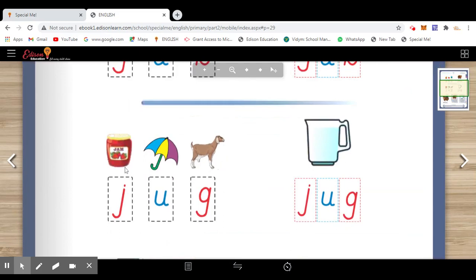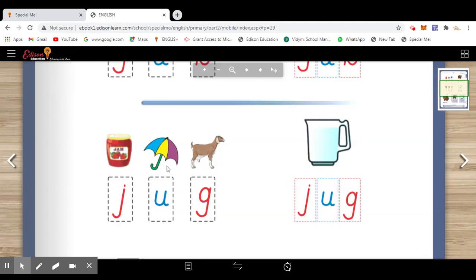Now look here, students. What is this? This is a jar of jam. From which letter does it start? It starts with letter J. And what is the phonic sound of letter J? J. J is the phonic sound of letter J. J, J, jam.